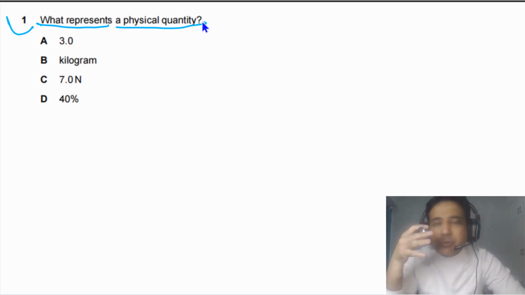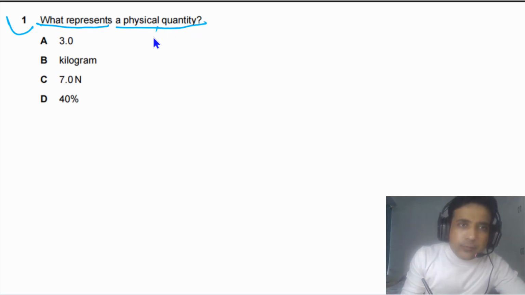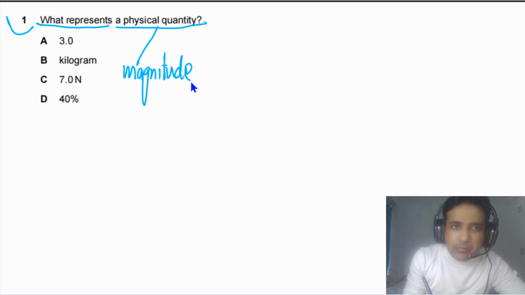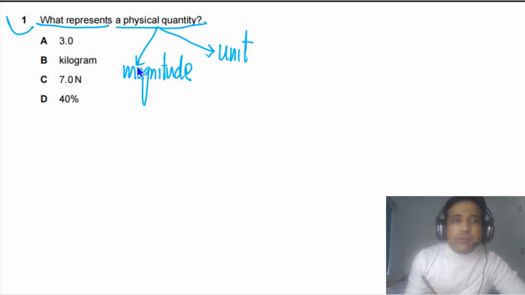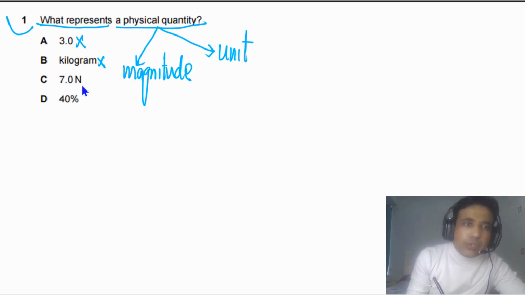Question number 1 says, what represents a physical quantity? So simply we need to understand what a physical quantity is. A physical quantity should have magnitude and it should have a unit. If you look at the given options, A is not possible because it has no unit, and B is just a unit, it has no magnitude, and 7.0 newton has magnitude and unit. So the answer for this question is C.